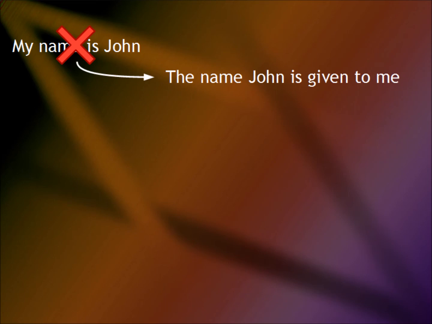To get you started, let's look at a few easy sentences. Example number 1. My name is John. This sentence consists of a subject, an auxiliary verb, and a predicate. But as we know, that doesn't work in Ælis. Instead, this utterance is formulated as the name John is given to me.